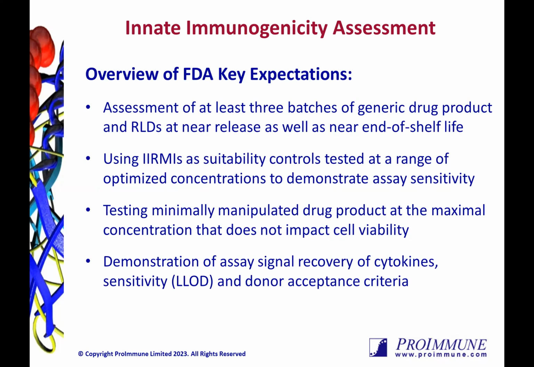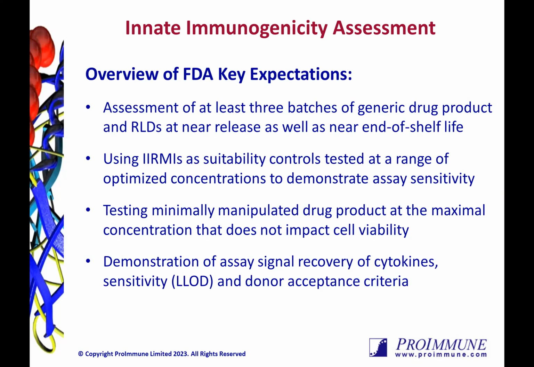Here you can find an overview of some of the FDA key expectations to be considered while designing the innate study. The assessment should include at least 3 batches of generic drug product and RLDs at near release and end of shelf life, using innate immune response modulating impurities as suitability controls tested at a range of optimized concentrations to demonstrate assay sensitivity, testing minimally manipulated drug product at the maximum concentration that does not impact cell viability, and demonstrating assay signal recovery of cytokines, sensitivity, lowest limit of detection, and donor acceptance criteria.